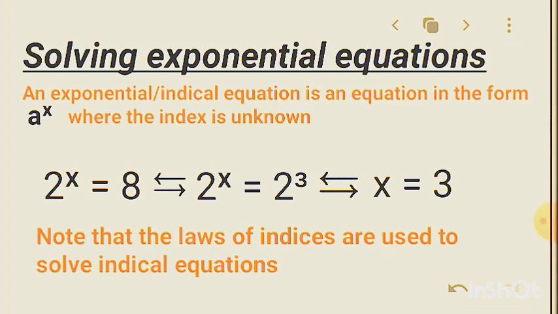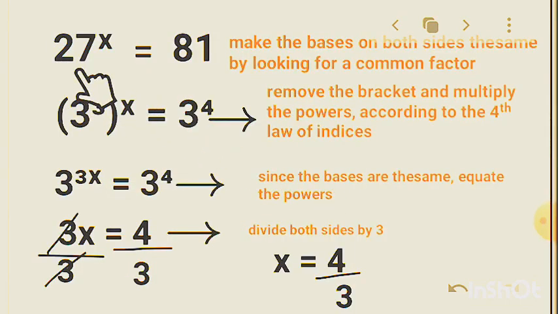We are going to be seeing some examples of indicial or exponential equations. The first one we are going to be looking at is 27 raised to the power x is equals to 81. Now we want to find the value of x. First of all, we start by making the bases on both sides the same by looking for a common factor, and the least common factor of 81 and 27 is 3. Now 27 is 3 raised to the power 3. We put it in brackets and write the unknown outside, and 81 is 3 raised to the power 4.